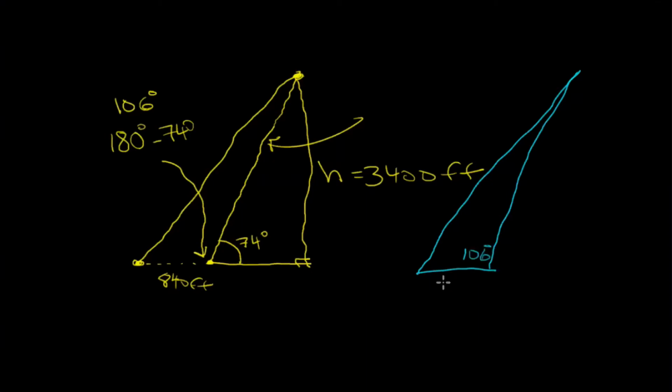Okay, so that's 106. This is 840. Once you find this edge, then you can use the law of cosines. So let's go ahead and find this edge then. This would be the opposite side of this triangle right here, if I look at this inner triangle, this right triangle.